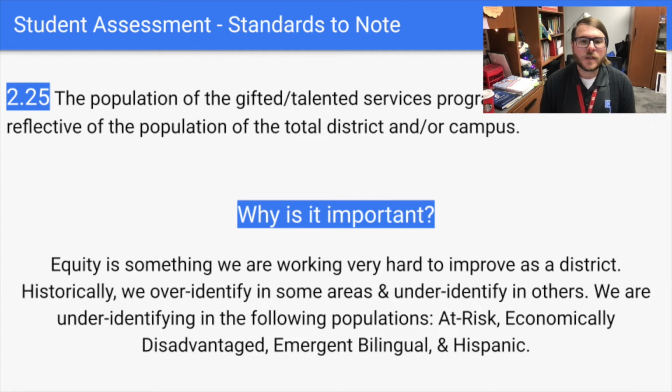The next standard that we're going to talk about is extremely important because it supports decisions we have to make in order to obtain equity of services for all populations. So equity in the standard we're about to talk about is something we're working very hard to improve as a district. Historically, we over-identify in some areas and under-identify in others. We are under-identifying in the following populations: at risk, economically disadvantaged, emergent bilingual, and Hispanic. And we are improving in those areas, but we still have some work to do.